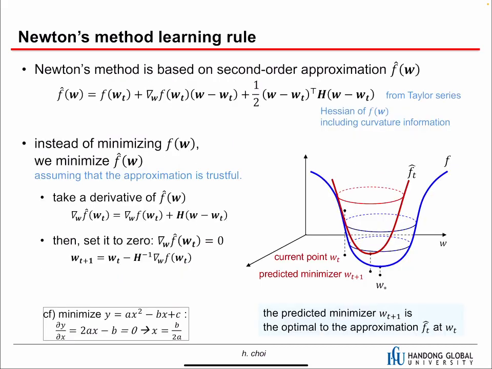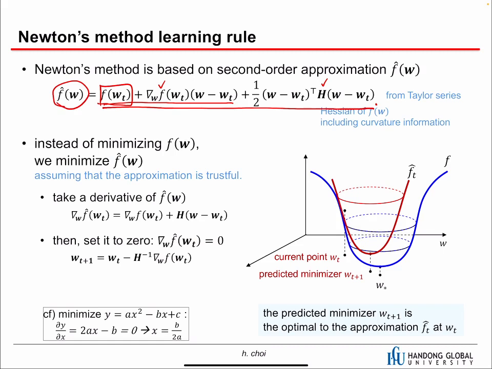In the beginning of this chapter, I discussed the Taylor series. We have f of w, and we want to approximate this f of w at time t. This one is linear. The gradient method is based on linear approximation, and Newton's method is based on the second order approximation. This one is the gradient and this one is the Hessian. Now we have the approximation of the true function at time t.